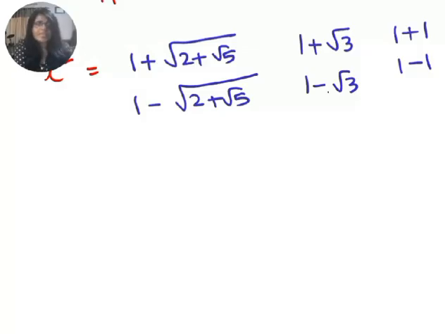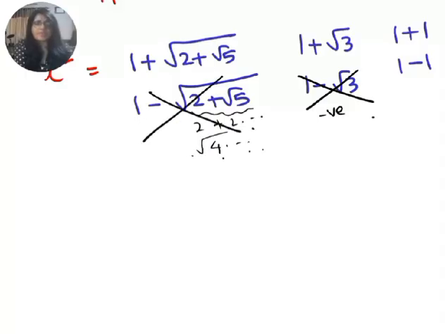A squared quantity cannot become negative, so that means 1 minus root 3 is again not possible, because root 3 is more than 1, it will give you a negative value. And then is there any other possibility? 1 minus square root of (2 plus root 5): 2 plus root 5 will be 2 plus 2 point something, so basically you'll end up with 4 point something. Square root of 4 point something will obviously be bigger than 1, so this possibility also we have to get rid of.